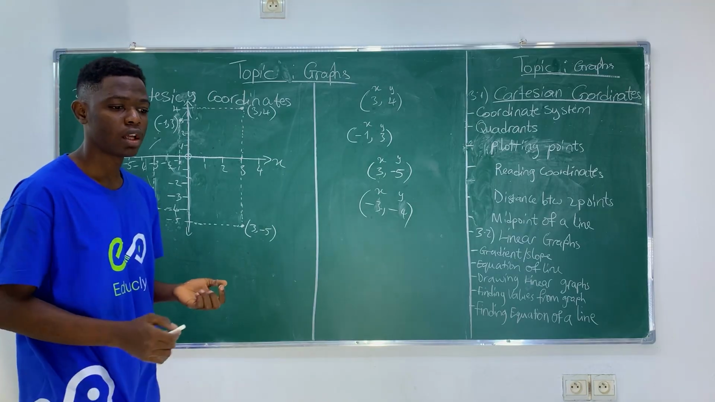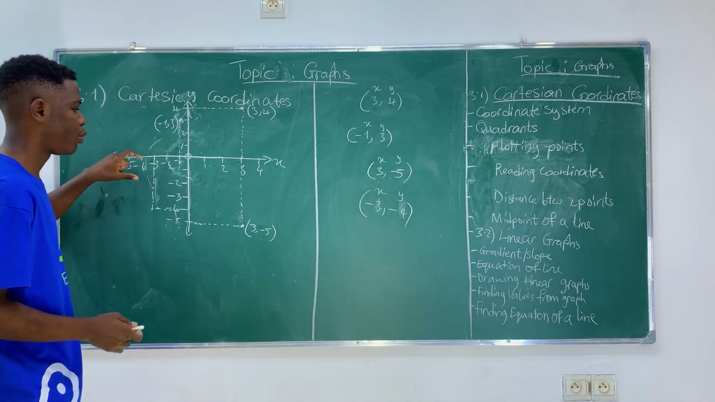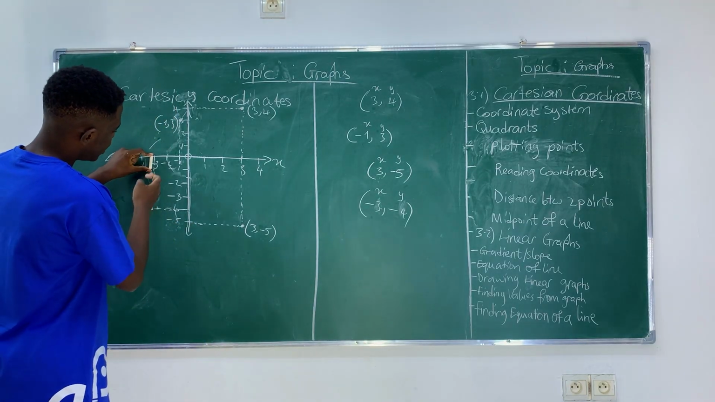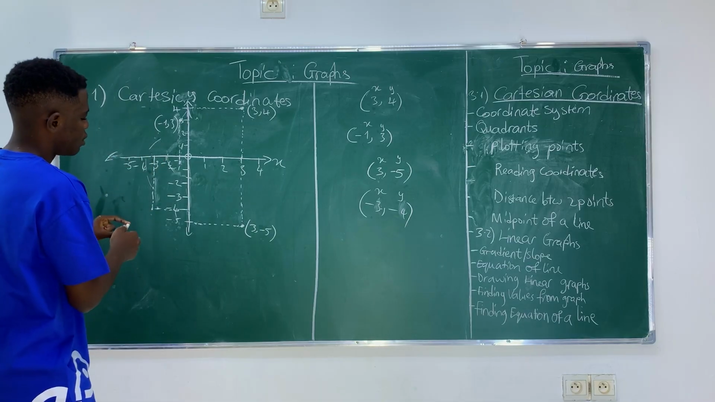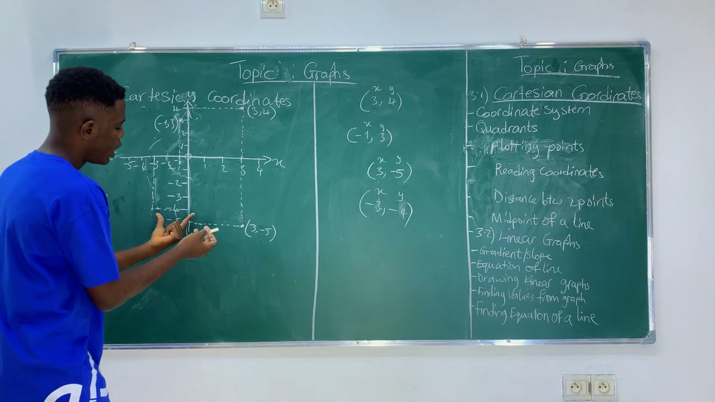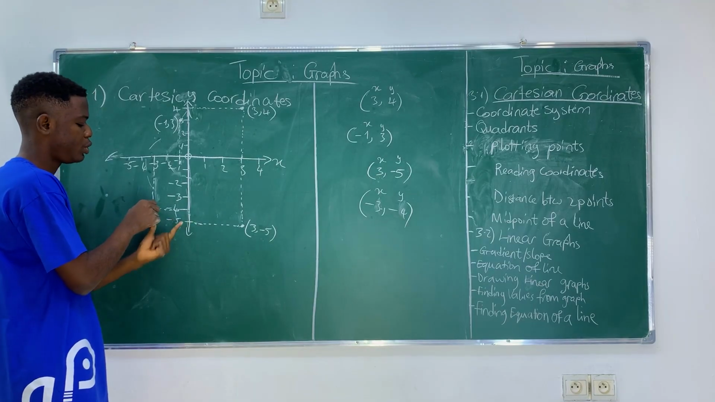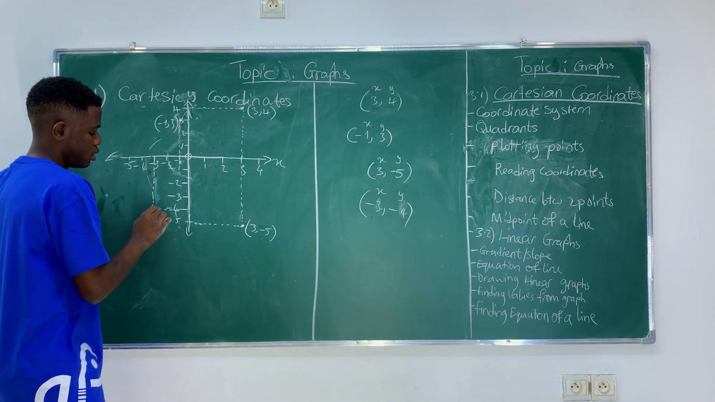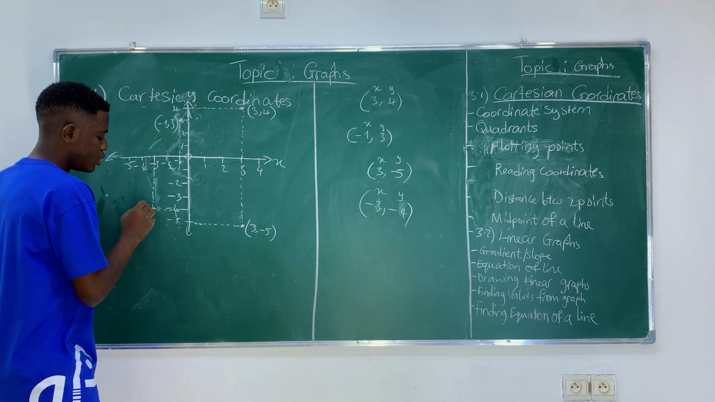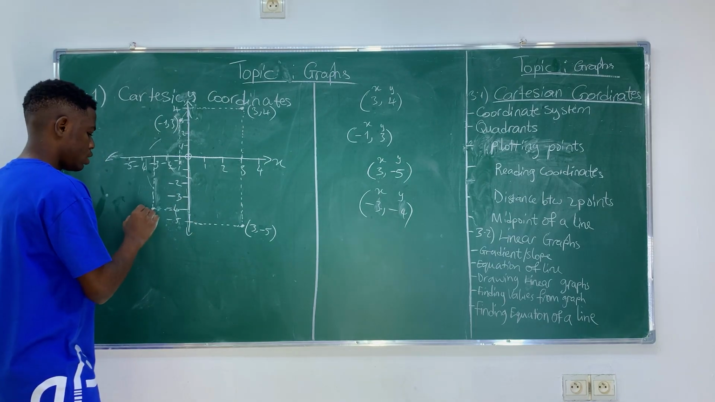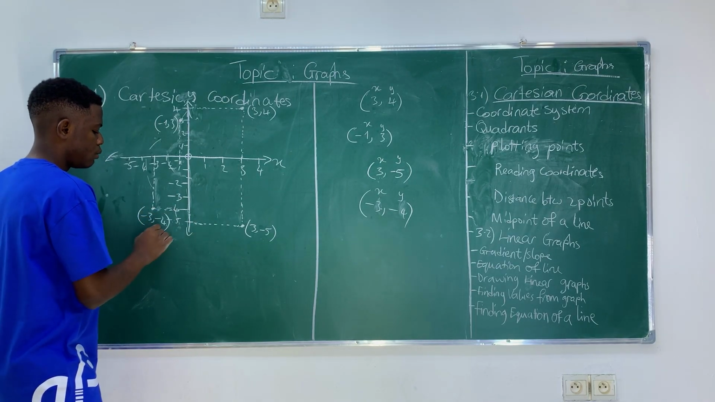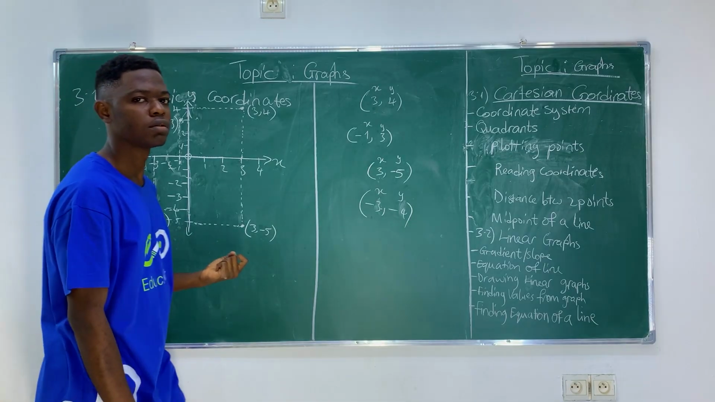If you have a ruler, put your ruler and point it like this until you reach here. When you put your dot, you just put your coordinate next to it: minus 3, minus 4, like this.